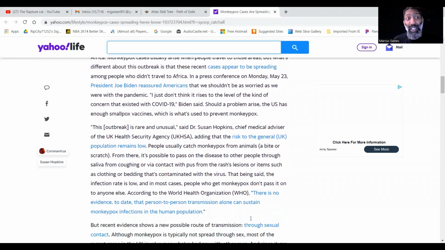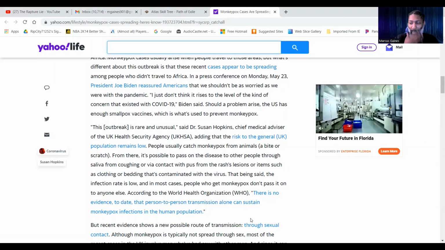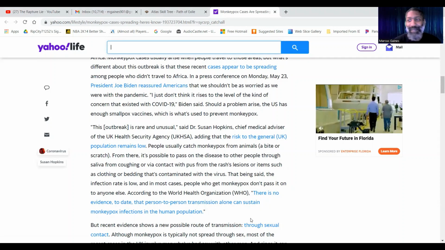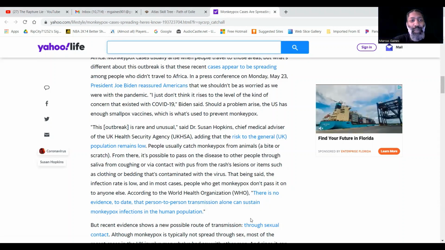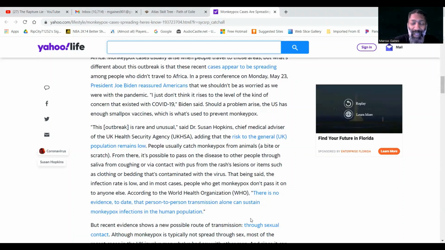President Joe Biden reassured Americans that we shouldn't be as worried as we were with the pandemic. Now, this is a man that is telling men, don't be worried about this plague, nowhere near as worried as we should have been about the pandemic.